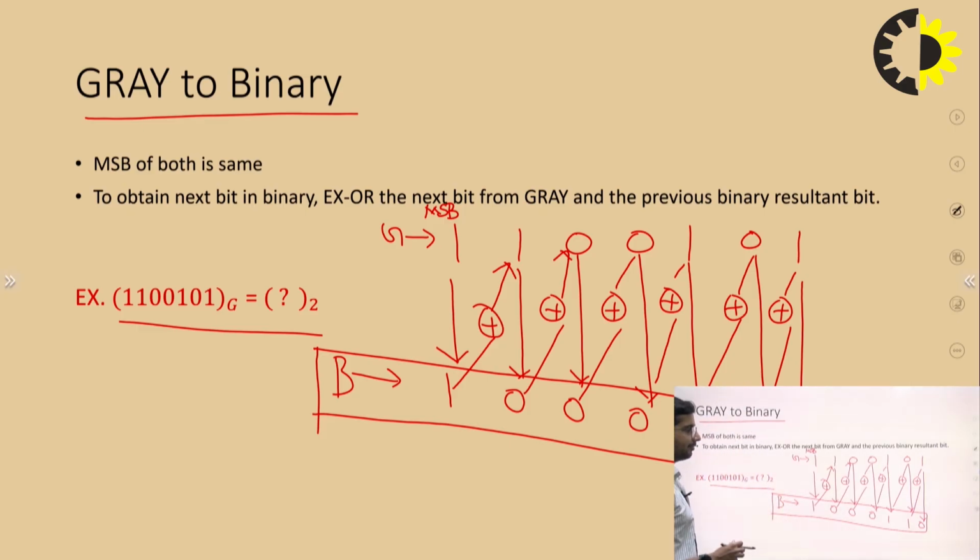So the main difference between binary to gray and gray to binary is that in binary to gray conversion we have to take the XOR of the binary bits, whereas in gray to binary conversion we have to take the XOR of the previous bit of the binary to the next bit of the gray code.